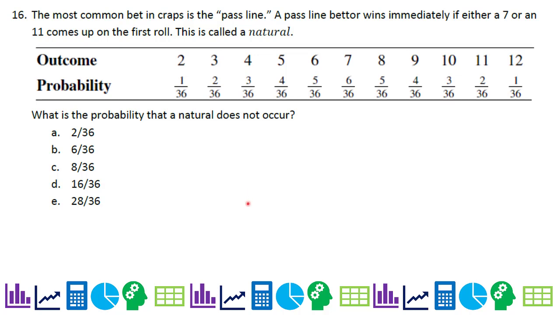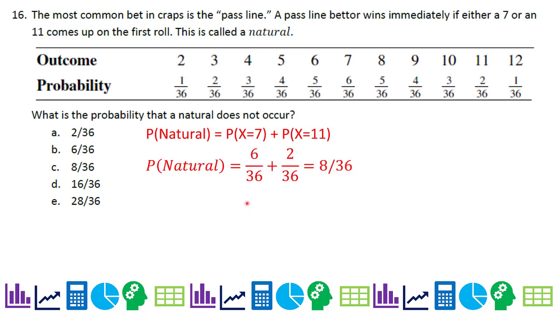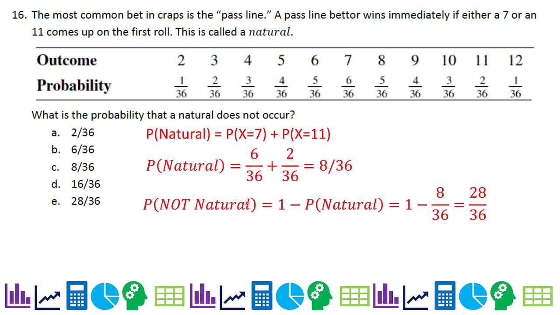Last but not least, number 16. The most common bet in craps is the pass line. A pass line better wins immediately if either a 7 or 11 comes up on the first roll. This is called a natural. What is the probability a natural does not occur? So I'm going to find the probability of a natural first, which is 7 and 11. And I get 8 over 36. All right, tempting to say that's the answer, but it says does not occur. So I have to subtract that from 1, and I get 28 out of 36. And that's it.